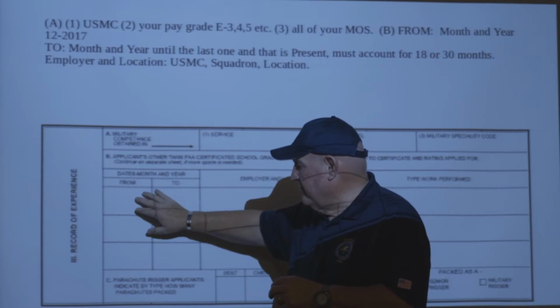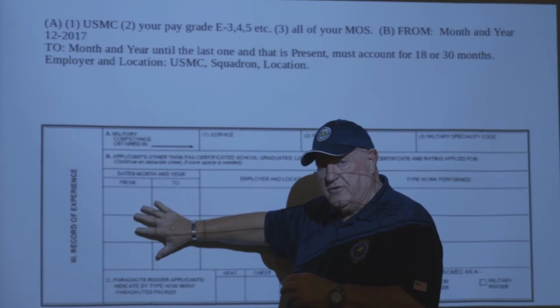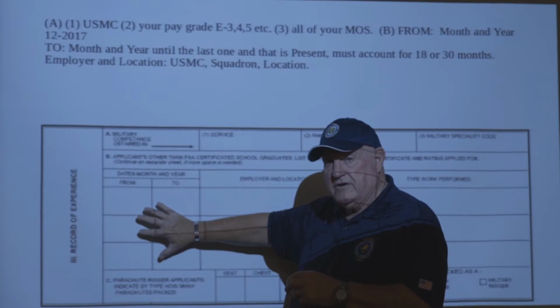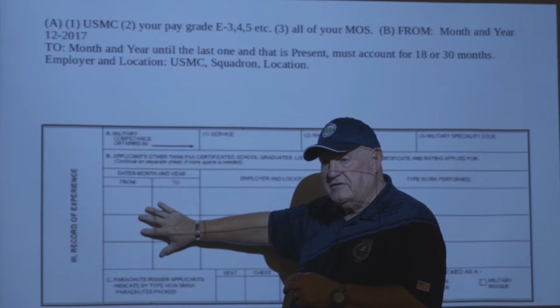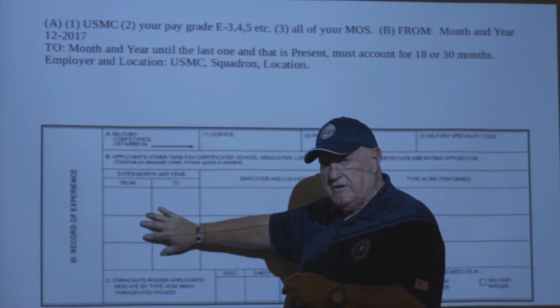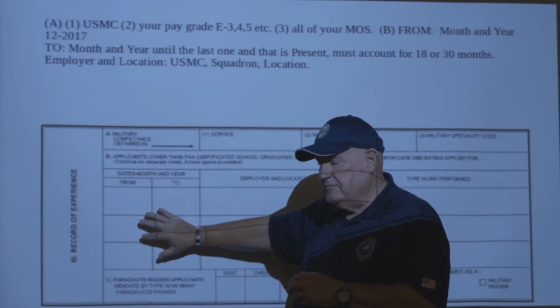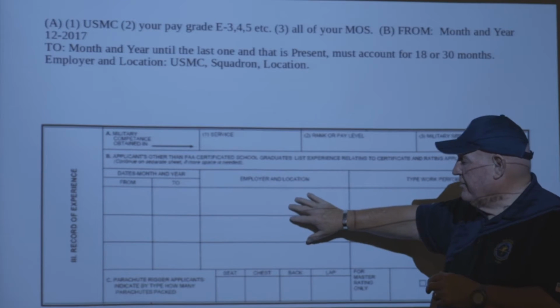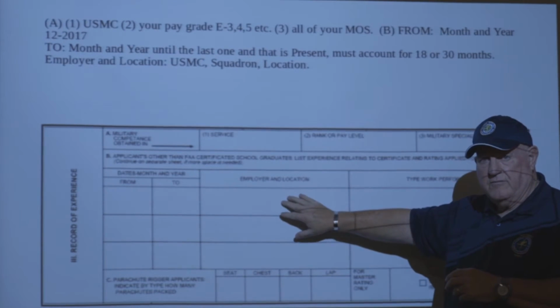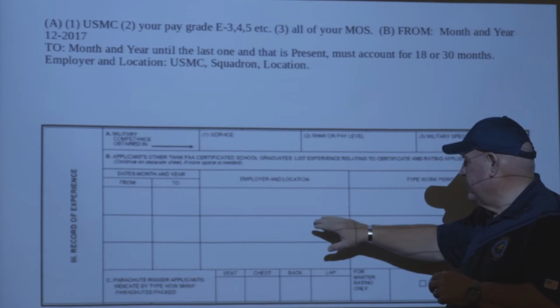So what we're looking for, again, is either 18 months of continuous or 30 months of continuous. If you've been in the Marine Corps and you're a Master Gunnery Sergeant and you've been in 22 years, you're not going to put 22 years of experience in here. Do a break where it gives us 30 months, 18 months. Your employer, the USMC, Marine Corps Air Station, Miramar, Squadron, so-and-so.